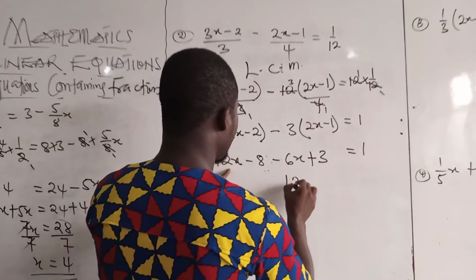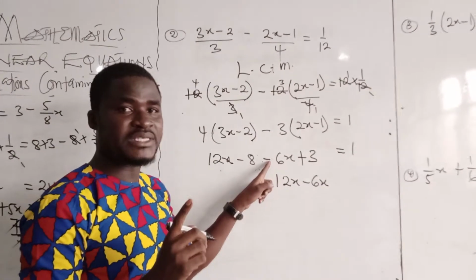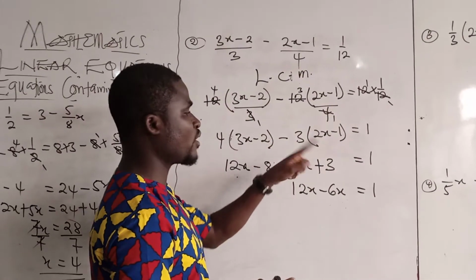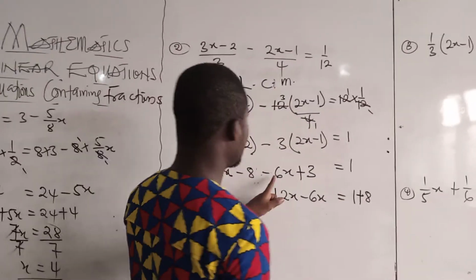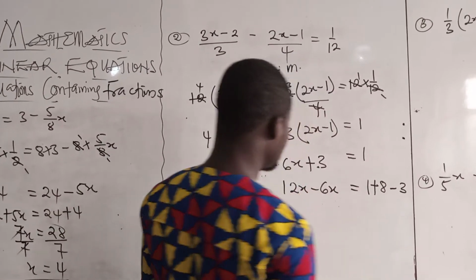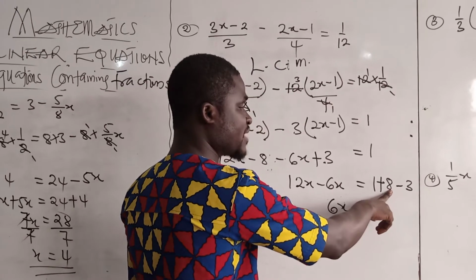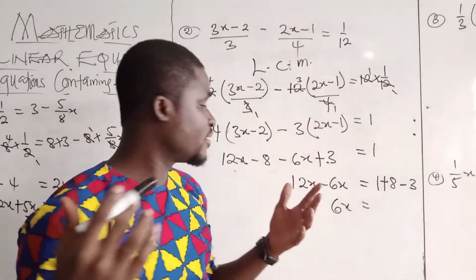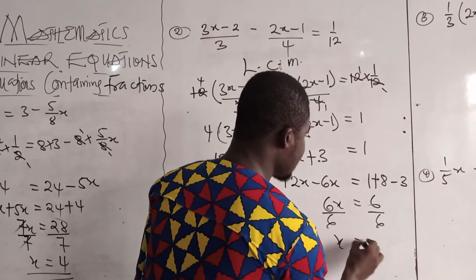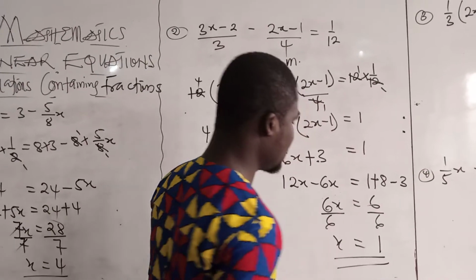So we're going to have 12x minus 6x. Now take note. This is not crossing any equal sign, so you still maintain the operation sign. Because the 8 is crossing the equal sign, you're going to have plus 8. This 3 is also positive. When it crosses, you're going to have negative 3. 12 minus 6 will give us 6x, because 1 plus 8 will give us 9. 9 minus 3 will give us 6. So divide also by 6. x is equal to 6 divided by 6 is equal to what? 1. Good. So this is our final answer.